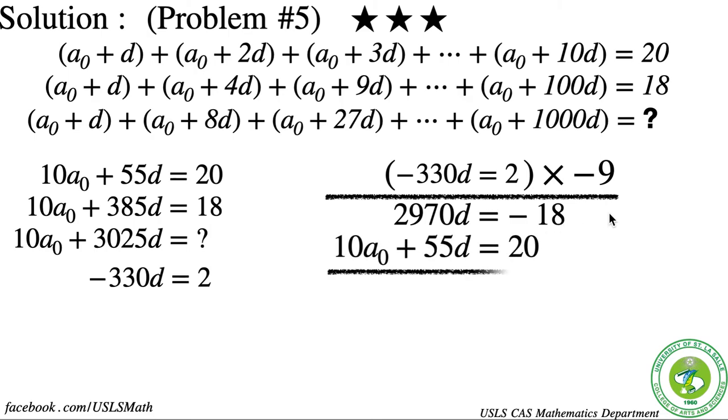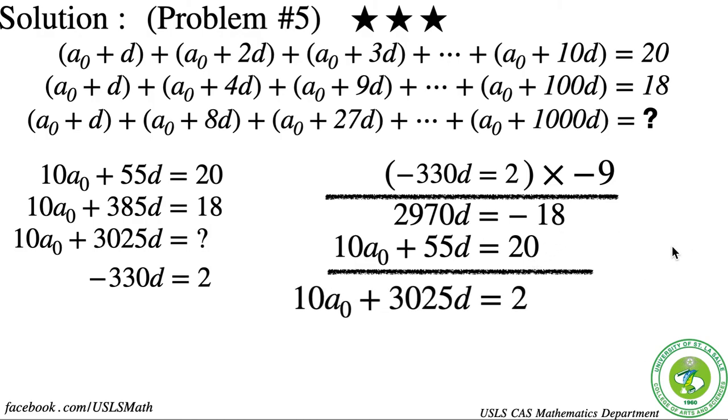Okay, so if we're going to add it, we're going to have a 10 a sub 0 here. Then we're going to add the coefficients of d and then add these two numbers. And what we'll have is 10 a sub 0 plus 3025d equals 2.